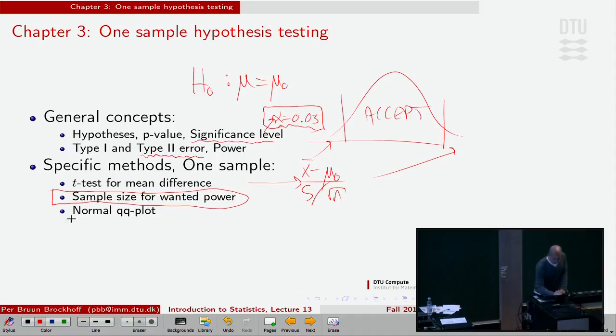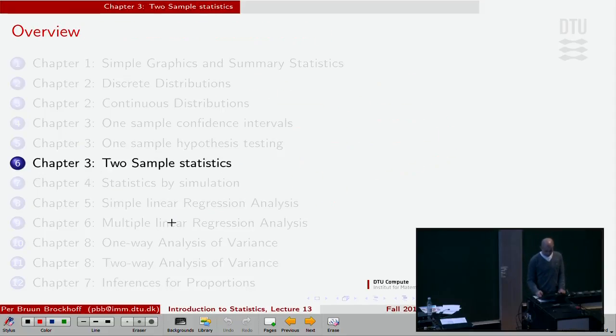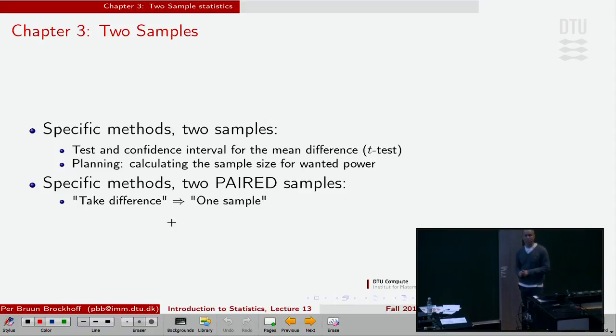And then we also learned that we could compare observed data with the normal distribution by probability plotting. Then we went to 2-sample statistics. Comparing 2 means. Doing the same thing now. Hypothesis test and confidence intervals. Still based on the t-distribution primarily. And we could also do this power thing.